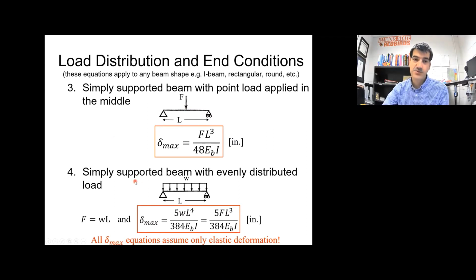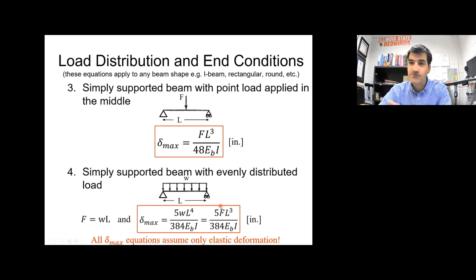And for the final situation, situation number 4, we have a simply supported beam with a uniformly distributed load. Once again, what you want to do is calculate the total load first. So that's F, and once again, it's equal to the uniform load, force per foot, times the span or length of the beam. That will get you your total force, say in pounds force. And then you plug that number into your equation over here.